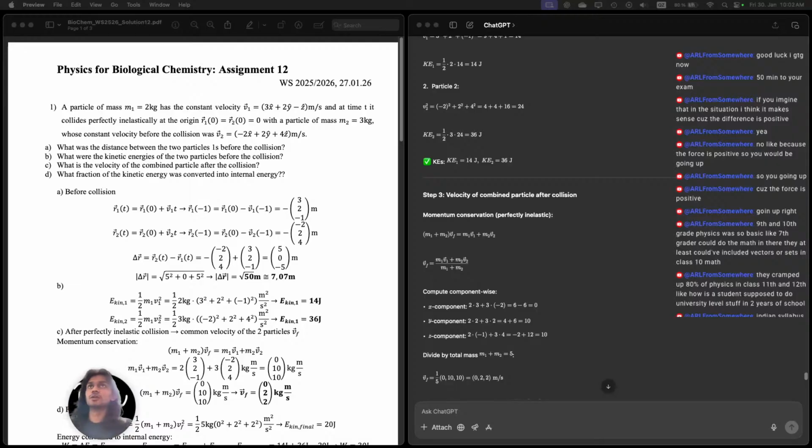Okay, I was doing this one, right? What is the fraction of kinetic energy which is converted into internal energy? That's going to be after the collision. I don't think elastic collision is going to be asked.